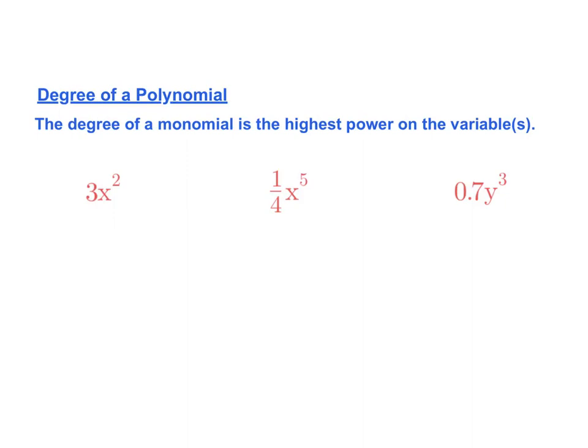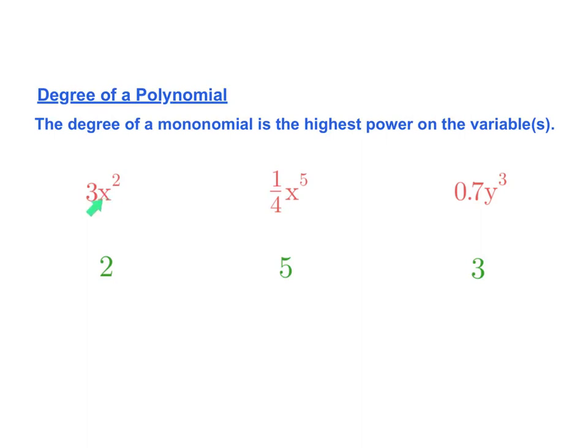So for the first one, what is the highest power on the variable? Yeah, so it's just 2. So the degree of this term is 2. Highest power on the variable here? 5. So the degree is 5. Highest power on the variable here? 3. So for the first one, the degree is 2. Second one, the degree is 5. Third one, the degree is 3.